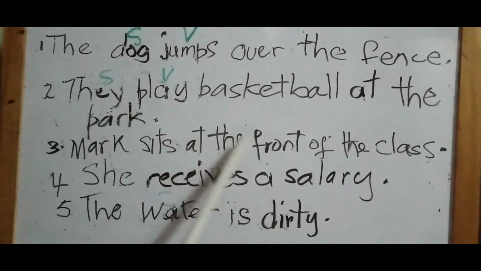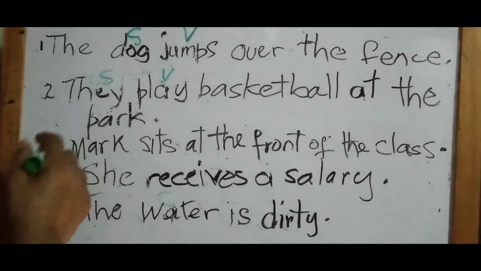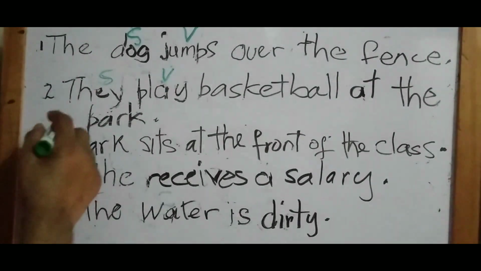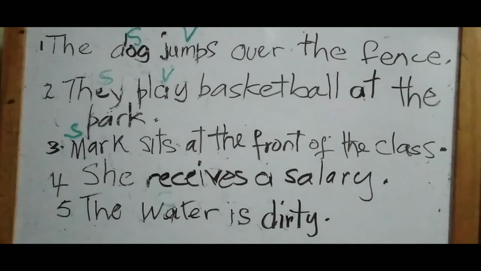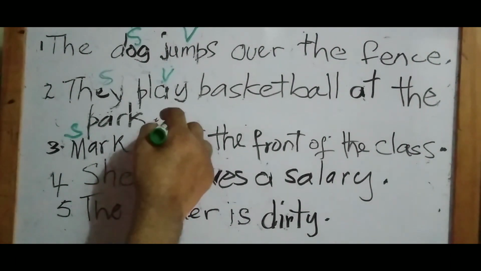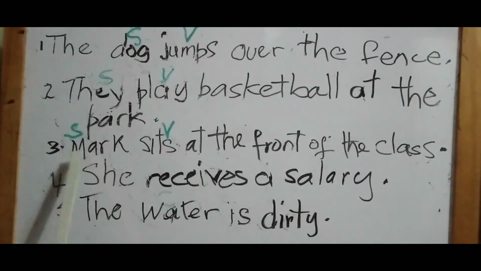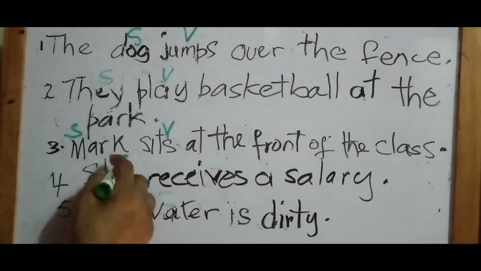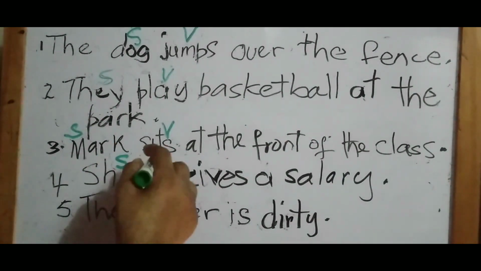Number three, Mark sits at the front of the class. Mark, one person, a noun. Mark is what the sentence is about, so therefore let us put S. And Mark does what? Mark sits. So the verb would be sits. Number four, she receives a salary. She is a singular pronoun which represents a female. And the sentence is about she. What does she do? She receives a salary. So the subject there is she, and receives is the verb.